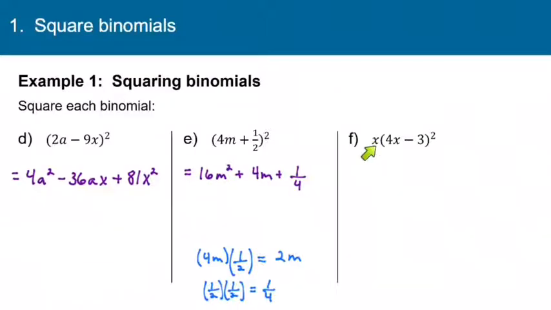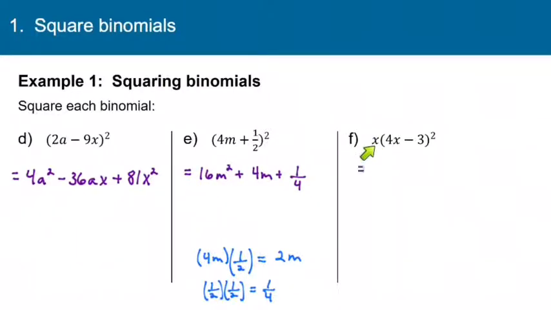Now for part F, notice that we have a monomial multiplied by this squared binomial. So what we need to do is work out the squaring first and then distribute the x. And that all goes back to order of operations. Remember, PEMDAS says that we have to handle exponents before we handle multiplication. So we need to deal with this exponent here before we multiply x by the rest of this.